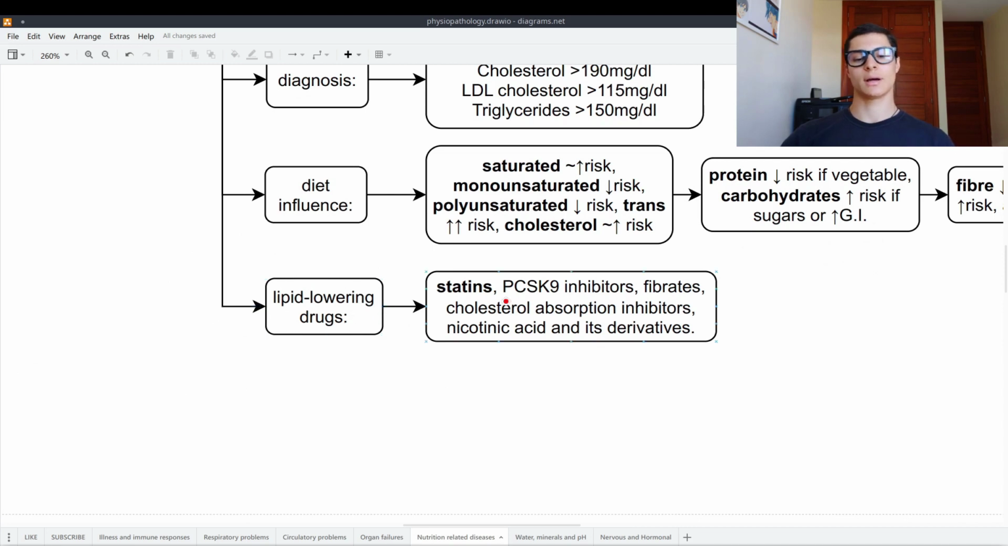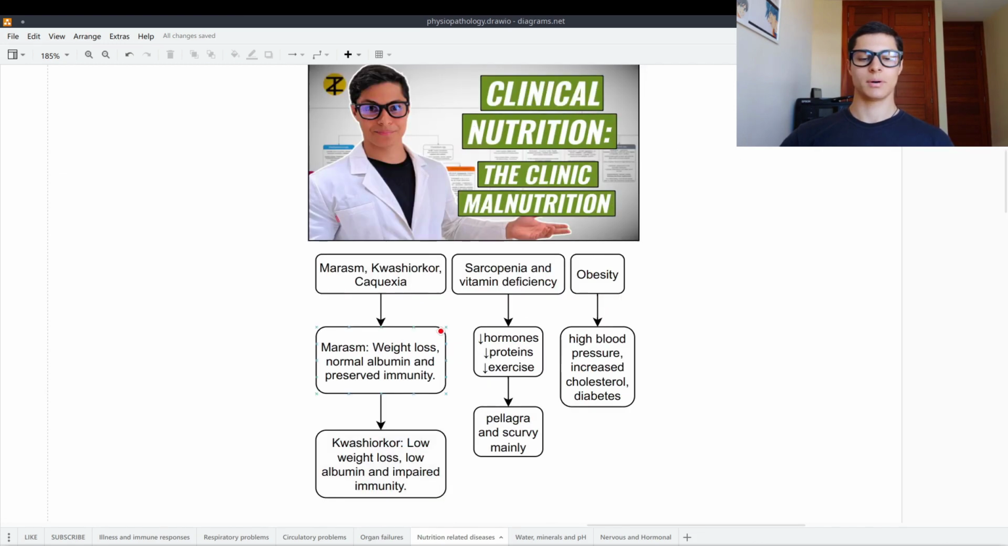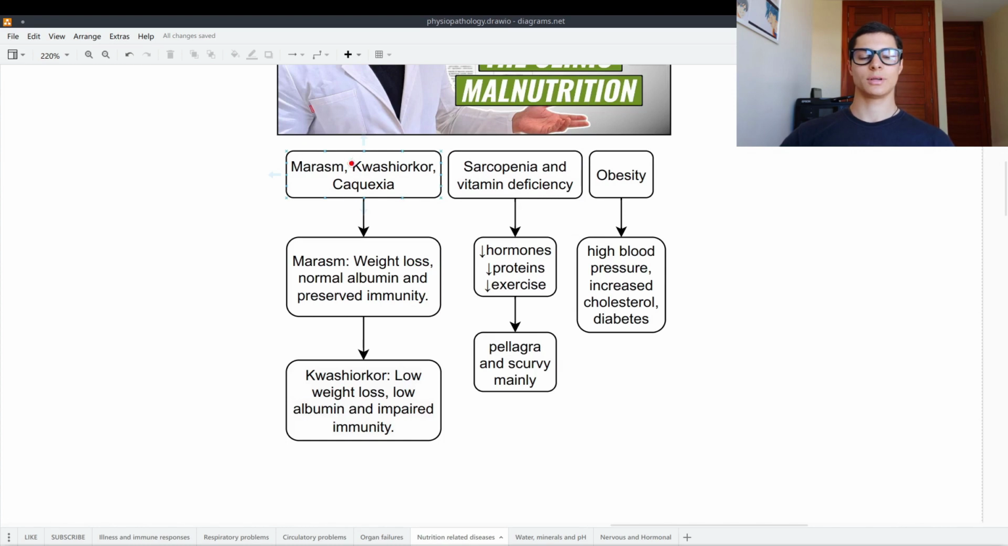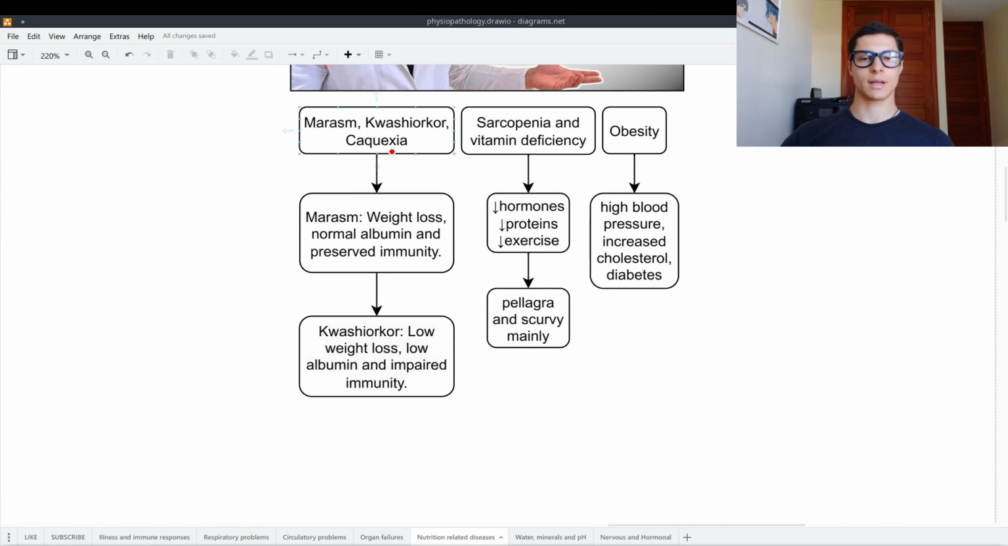Lipid lowering drugs are the statins mainly, the PCSK9 inhibitors, the fibrates, the cholesterol absorption inhibitors, the nicotinic acid, and its derivatives. Malnutrition now. I've done a video talking about malnutrition in much more detail in the clinical nutrition series. But very summarized, we talked about marasmus, kwashiorkor, and cachexia. The main difference between these two and cachexia is that cachexia has an increased metabolism because of the tumor, as well as a higher protein synthesis.